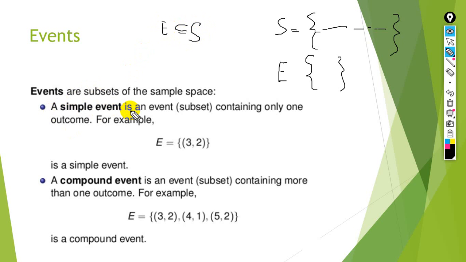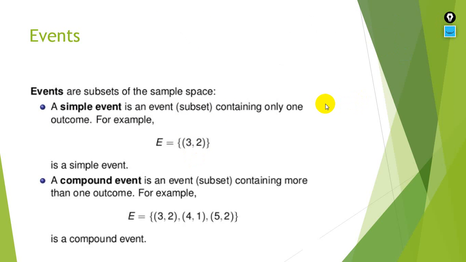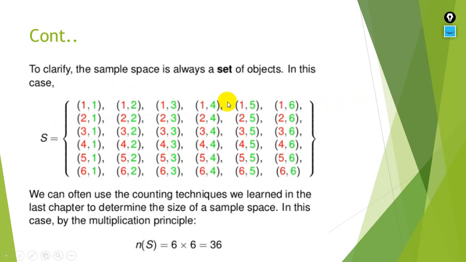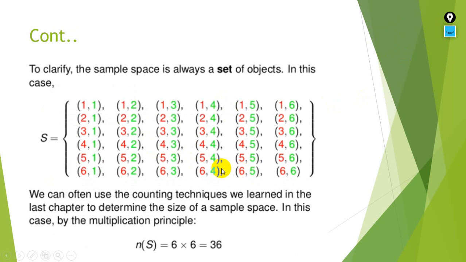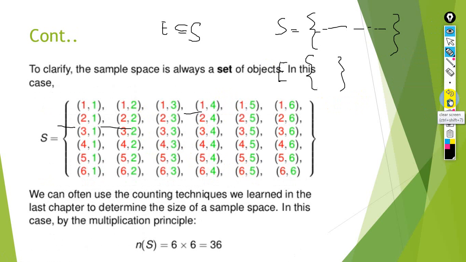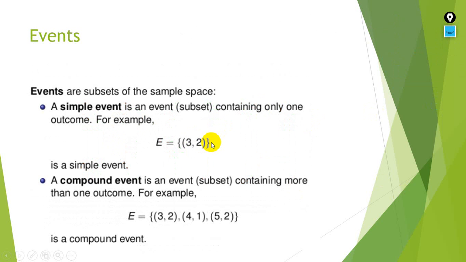So here I have examples of events and subsets. A simple event is an event, we can say a subset, containing only one outcome. For example, here we have a sample space, a set of different outcomes, and I have taken one outcome from it, which is 3 and 2. So this is an event, and we can say this is a subset.